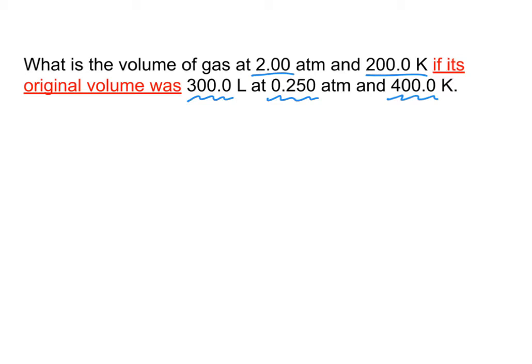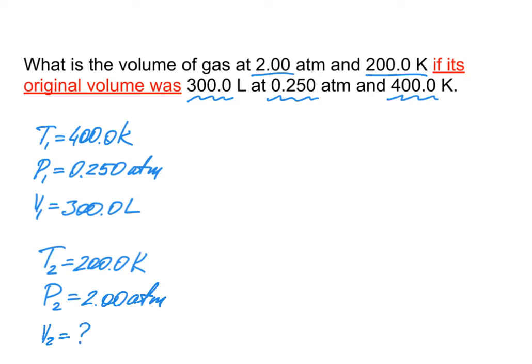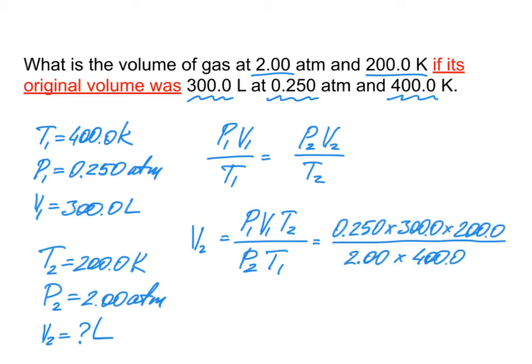So initial temperature is 400 kelvins, initial pressure is 0.25 atmospheres, and initial volume of this gas is 300 liters. And then we know that final temperature is 200 kelvins, final pressure is 2 atmospheres, while final volume is to be calculated. Now that we have all the data set up correctly, we can solve this problem with ease. New volume would be equal to 18.8 liters.